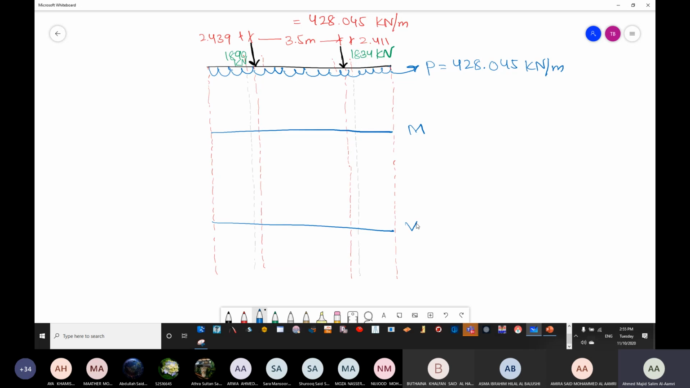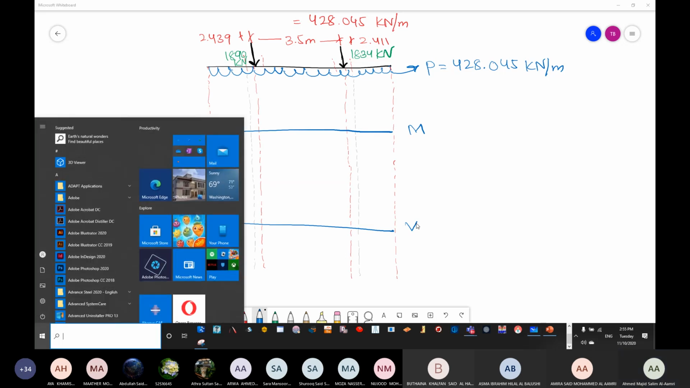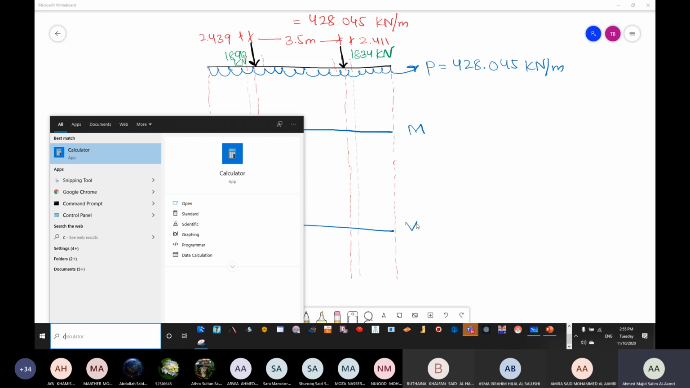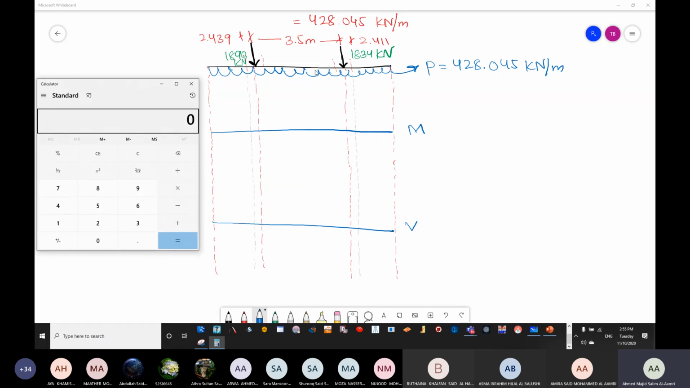Now, do you agree with me that we need to have the equilibrium condition? Is it important that the upward force and downward force are equal to each other? If you don't have equilibrium, the foundation will not stand in this position. So we need to have equilibrium.